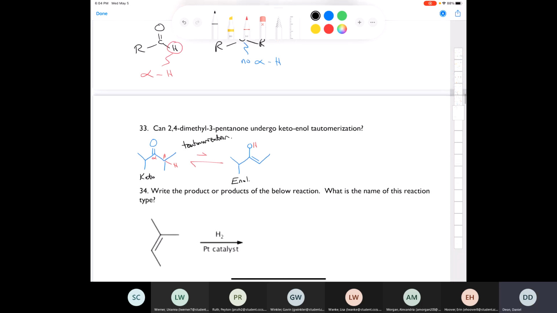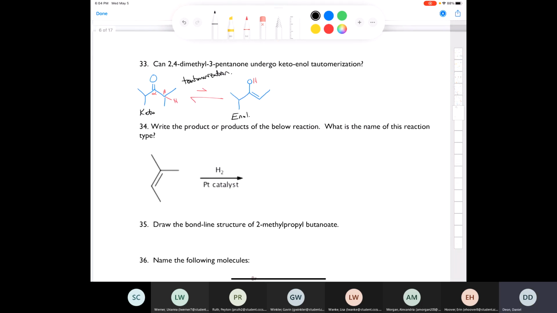All right, a good old hydrogenation reaction, right? Give the product or products from the reaction below. What's the name of this reaction? We're taking this molecule, which is 2-methyl-2-butene. It's not trans, it's not cis, because these two groups are identical. What are we doing? We're treating it with hydrogen and platinum catalyst.